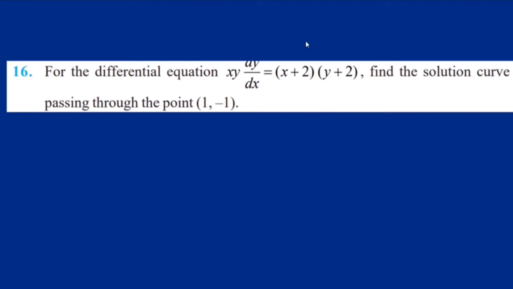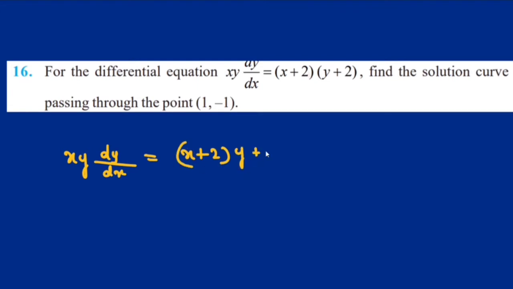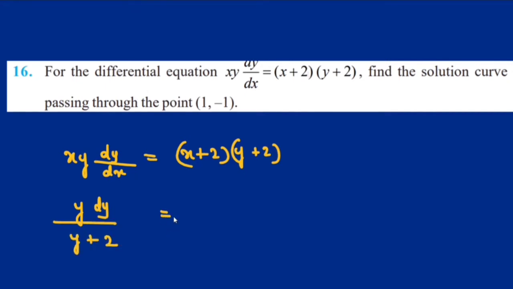For the differential equation xy into dy by dx is equal to (x plus 2) into (y plus 2). So it is given xy dy by dx is equal to (x plus 2) into (y plus 2). So separate the variables. Bring all the y terms to the left side, and take x terms to the other side. So y dy by (y plus 2) is (x plus 2) by x into dx. So we have separated the variables.